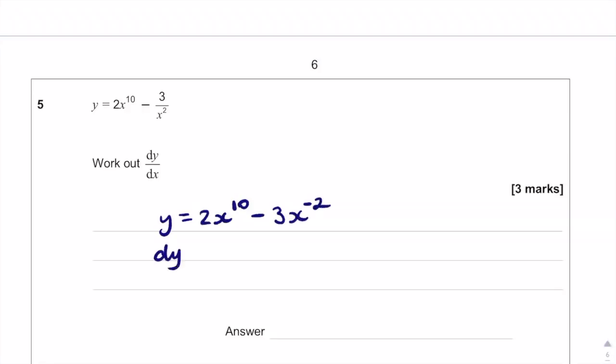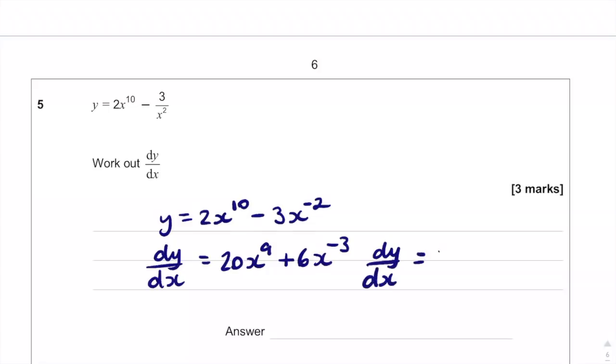If I then differentiate this, I can multiply the 10 by the 2 to get 20 and minus 1 from the power, so I get 20x to the power 9. Then I can multiply the minus 2 by the minus 3, I get plus 6 and minus 1 from the power, so I get 6x to the minus 3. And then I can rewrite this as 20x to the power 9 plus 6 all over x cubed. So that is my final answer.